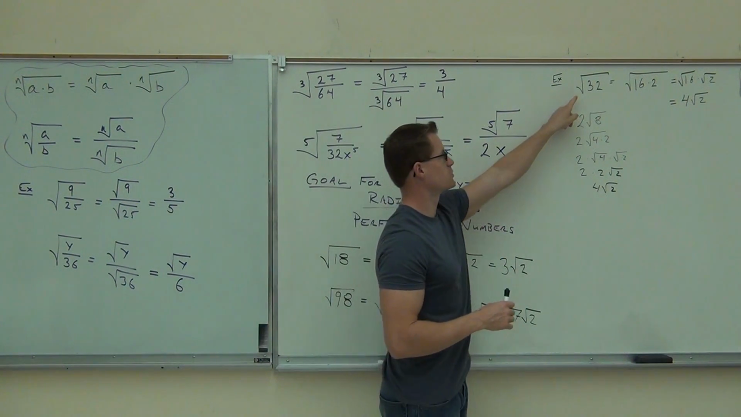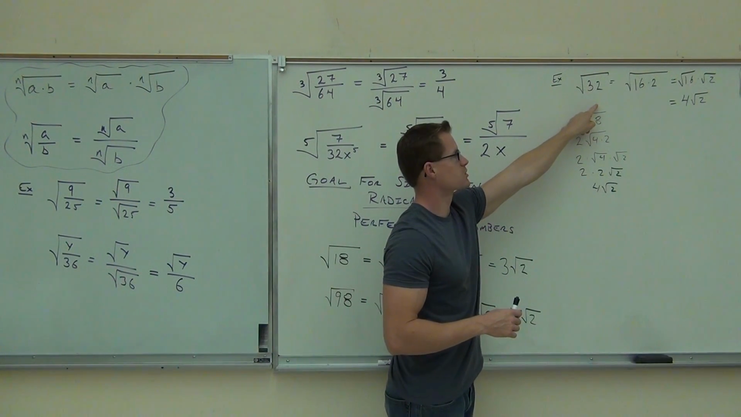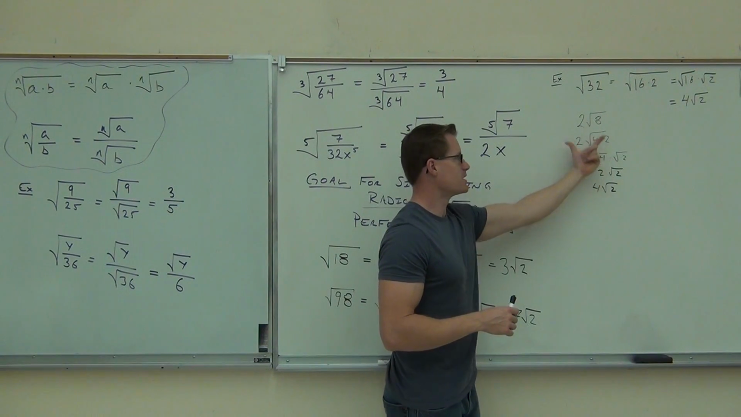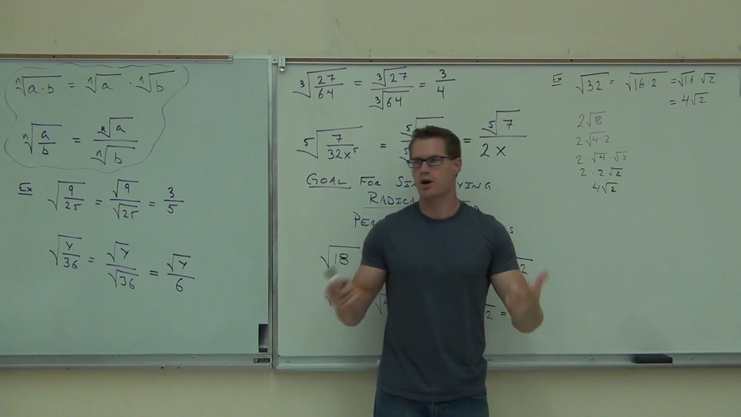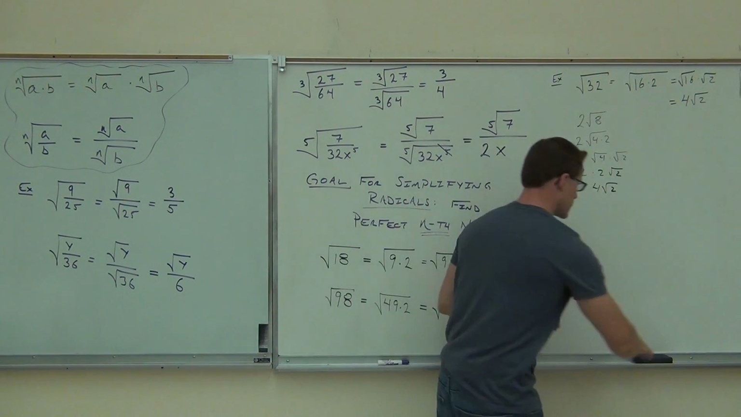Here, if we just chose 4, it'd be 4 times 8. Square root of 4 is 2 root 8. Then you'd have to do the root 8 all over again. That'd be 2 problems, and we don't want to make that. Not more work, less work.